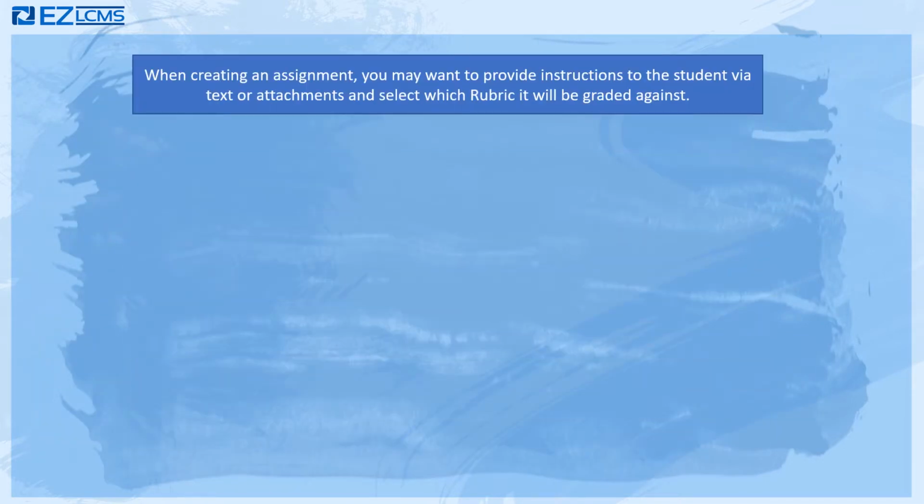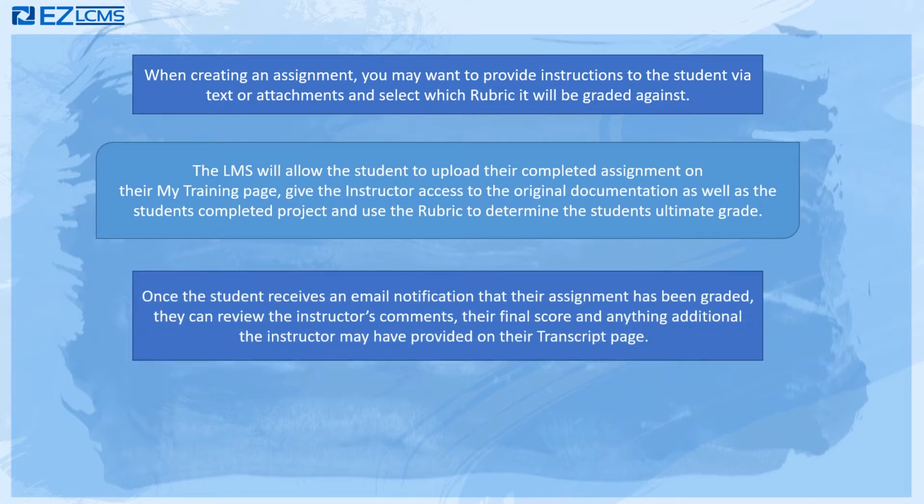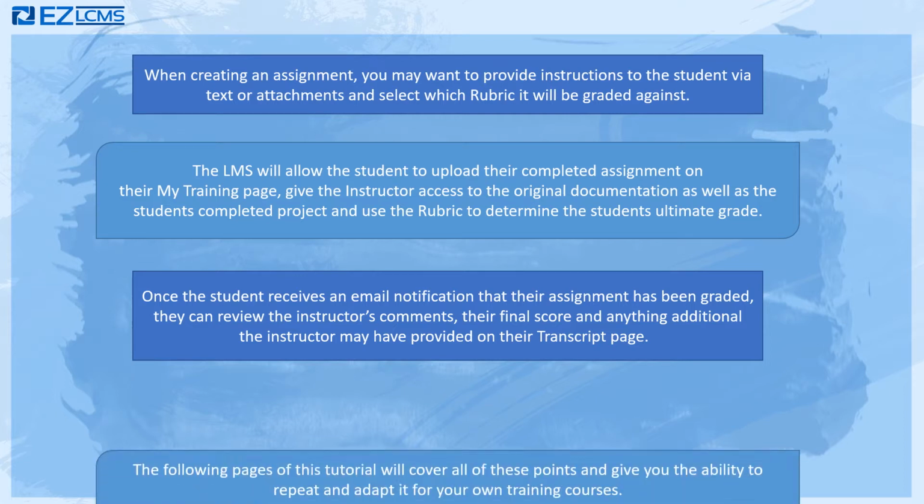When creating an assignment, you may want to provide instructions to the student via text or attachments and select which rubric it will be graded against. The LMS will allow the student to upload their completed assignment on their My Training page, give the instructor access to the original documentation as well as the student's completed project, and use the rubric to determine the student's ultimate grade. Once the student receives an email notification that their assignment has been graded, they can review the instructor's comments, their final score, and anything additional the instructor may have provided on their transcript page.